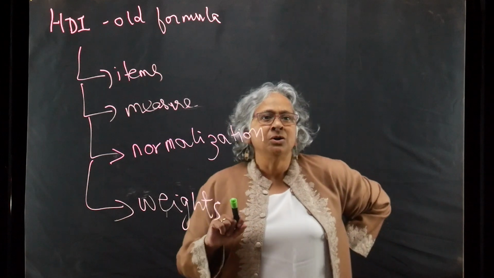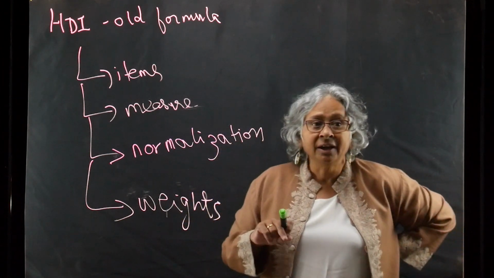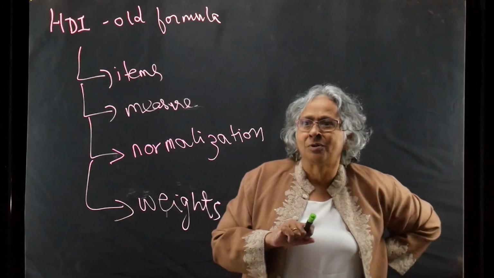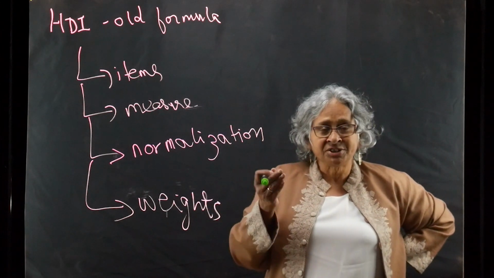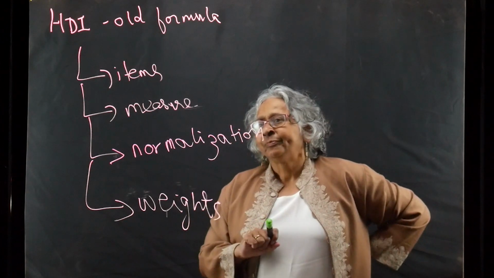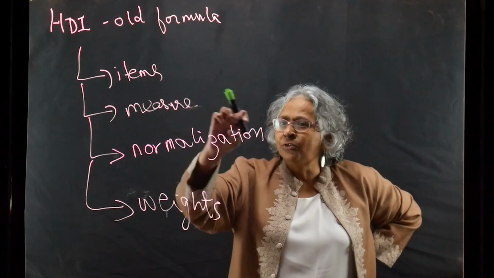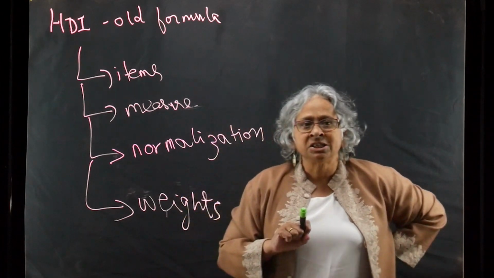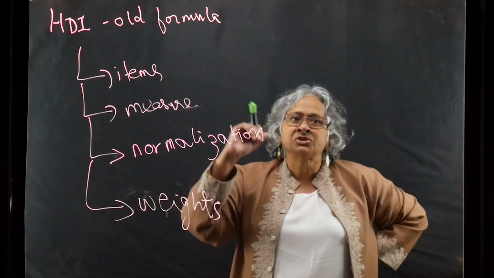Let's figure out how to do the HDI using the old formula, the original formula that Amartya Sen and Mehboob-ul-Haq used. Think of the 4 items you have to use to create a new measure. Let's go through that.